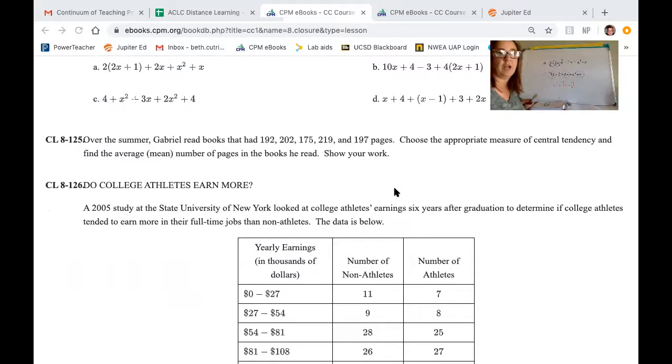125. Over the summer, Gabriel reads books that had 192, 202, 175 pages. Ooh, now we're going to find central tendency, right? So we have a list of numbers. We have 1, 2, 3, 4, 5 numbers, and he read 5 books. Choose the appropriate measure of central tendency and find the average mean number of pages in the books he read. So, they said to find the appropriate measure, but then they say find the mean. So basically, the mean is the appropriate measure. They answered that one for us.